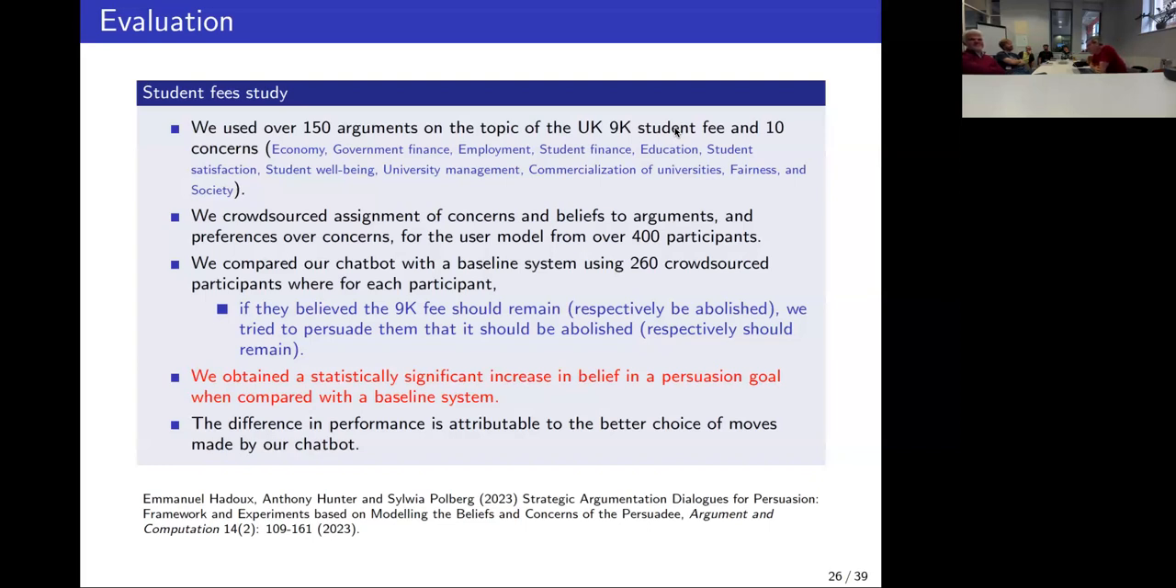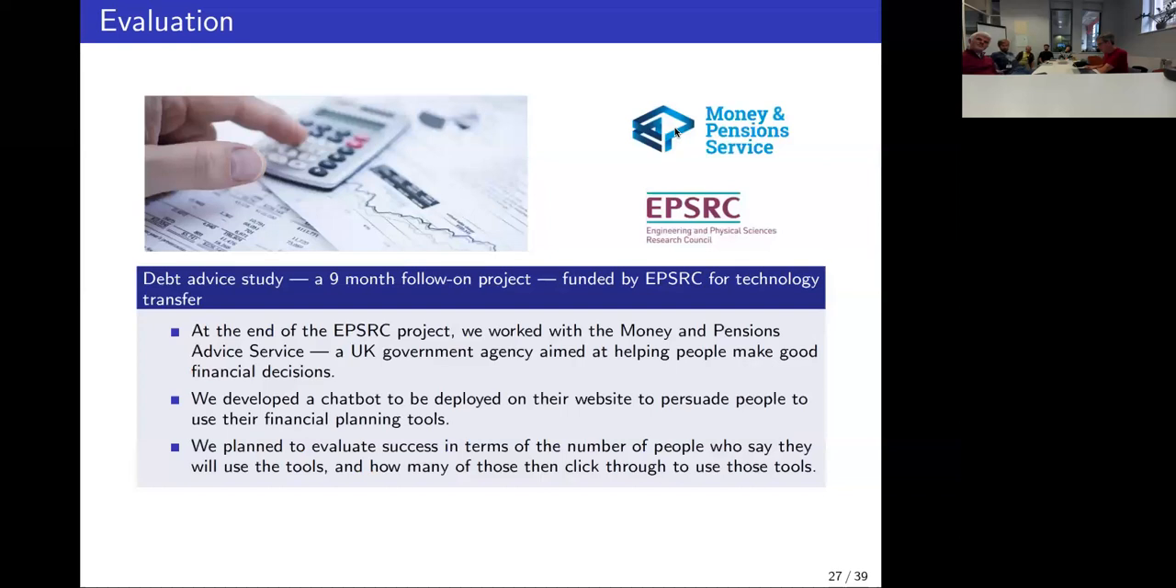Anyway, we constructed an argument graph. There were 150 arguments and 10 concerns. We crowdsourced assignment of concerns and beliefs to arguments using over 400 participants. This was all done on a crowdsourcing website. And then we compared our chatbot with a baseline system with 260 participants. The difference in performance was less marked than the previous one, but it was statistically significant. And I think if we'd done some more work, tweaked it, we would have got better results. So that's the first part, I'll skip over that.